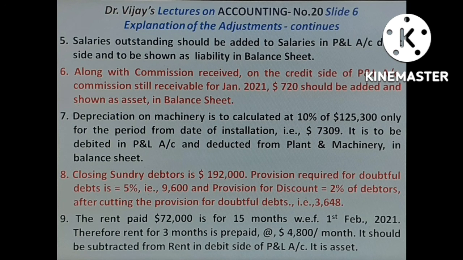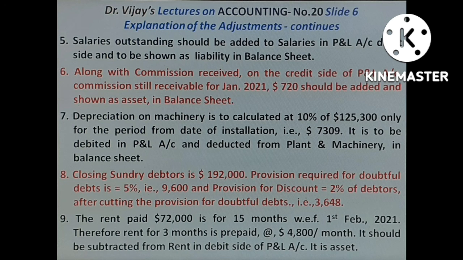Additional information 5 to 9 are explained in slide 6. 5 is salaries outstanding. It is to be added to salaries in profit loss account debit side and to be shown as liability in balance sheet. Now 6. Along with commission received, which is there on the credit side of profit loss account, commission still receivable for the month of January 2021 is to be added. That is 2% of 36,000, that is 720. It should be added with commission received on credit side of profit loss account and should come as asset in the balance sheet.